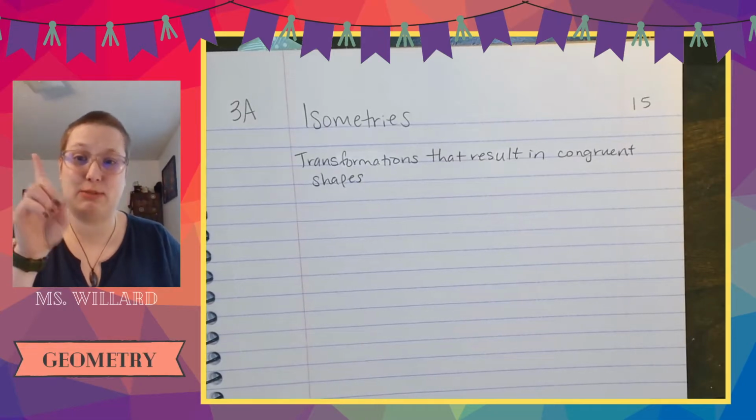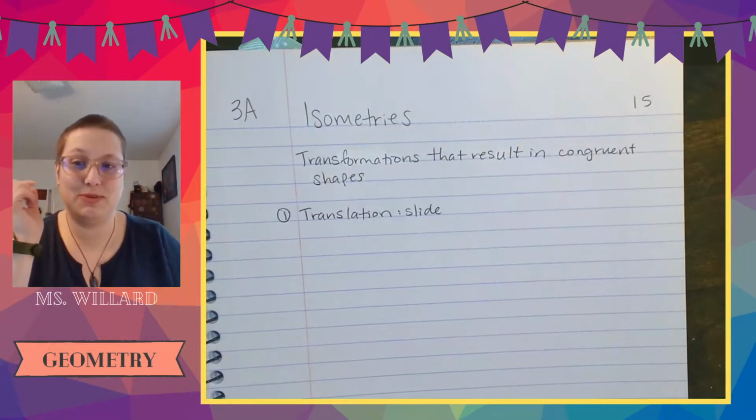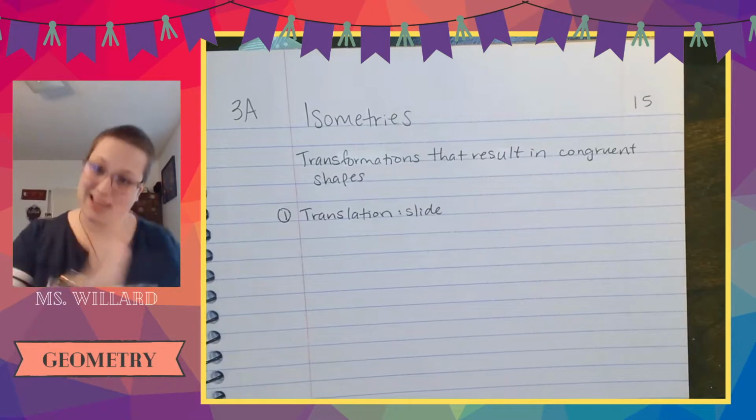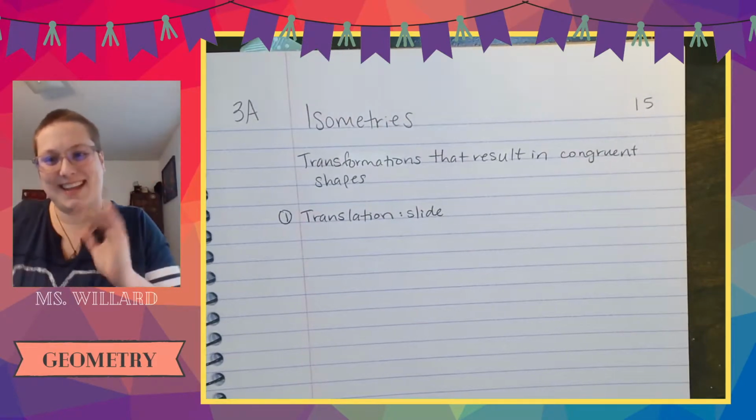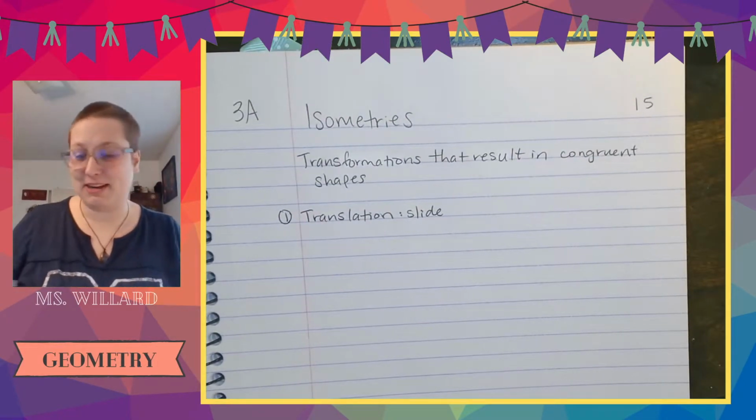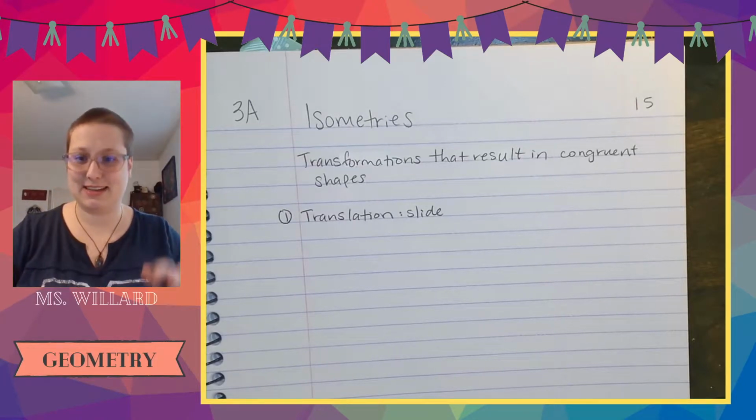So the first type of isometry is a translation, which is when a shape slides around. Slide to the left, slide to the right. Is that even left and right for you? I don't know. It's left and right for me.